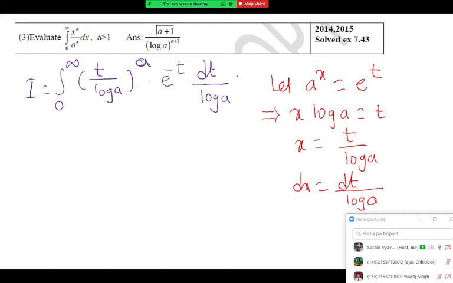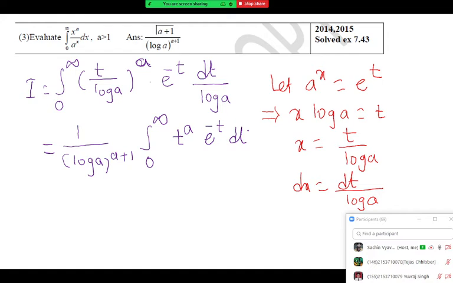Next step, can anyone tell me? Yes, Ankit. We will take 1 by log a common. Correct. Log a common outside, a constant, so log a, and the power of log a is log a raised to a plus 1. That is a constant term which can be written outside the integral, and we are left with t raised to a, e raised to minus t dt. And what is the value of the integral now, where a is some constant? Just the required gamma answer.